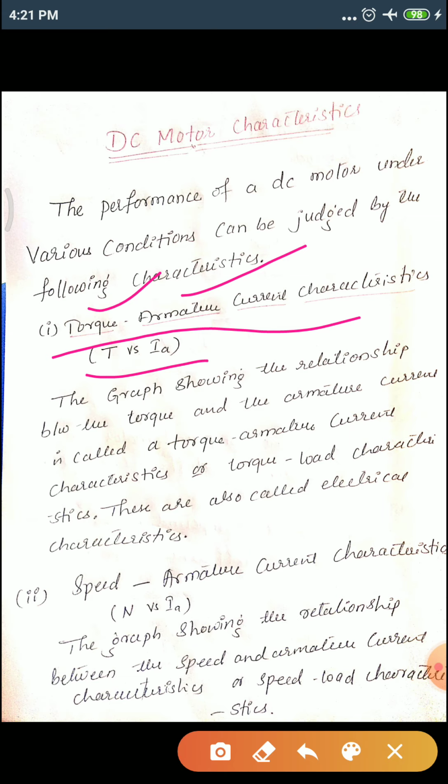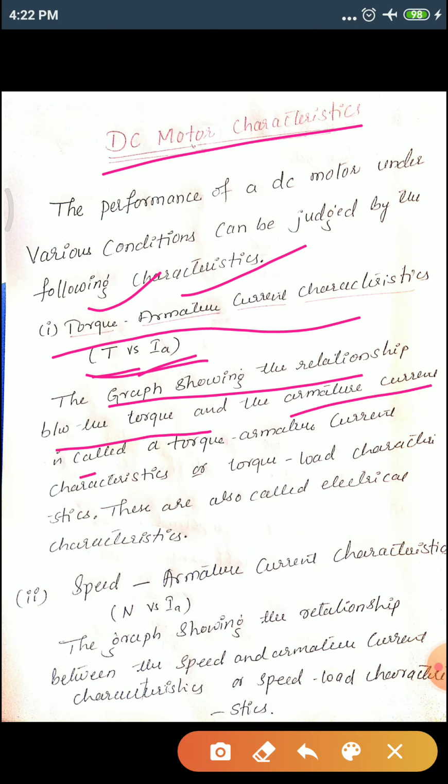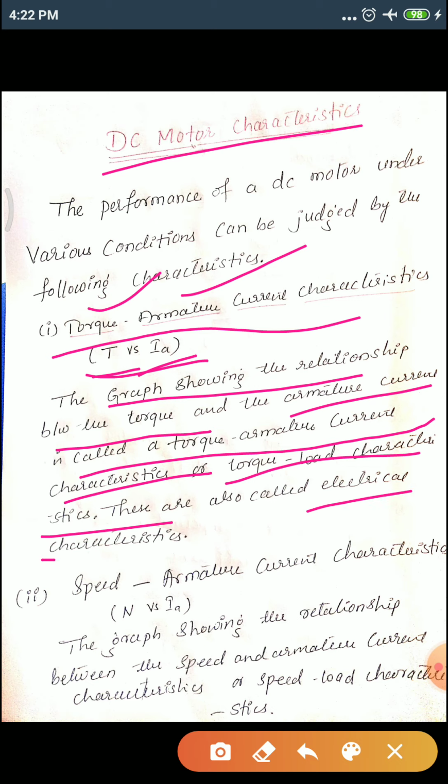So what we can say is, to decide this characteristic of a motor, we have to draw the graph of torque versus IA. When you get a graph, it has to be represented like this: the graph showing the relationship between the torque and armature current is called the torque armature current characteristics. Or you can also say torque load characteristics.